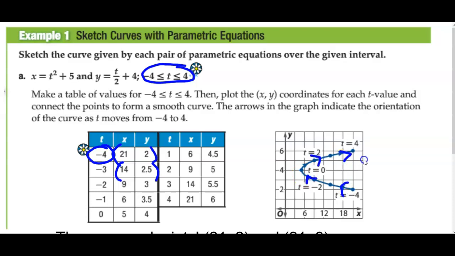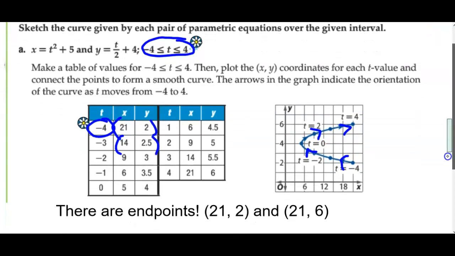Now, what do you notice about this? Is this a function? No, we can plot things that are not functions, and we get endpoints. The -4 and 4 indicated this was an endpoint, and this, because those were the two end values for t.